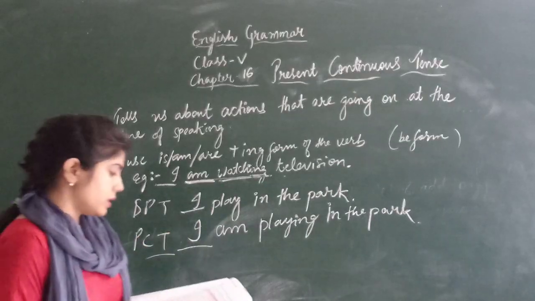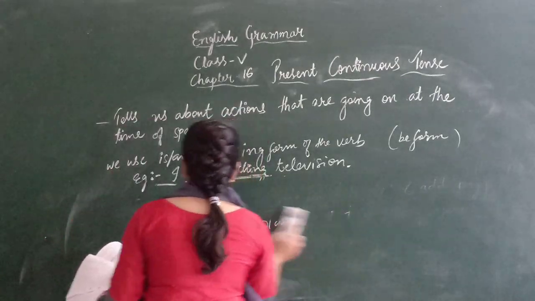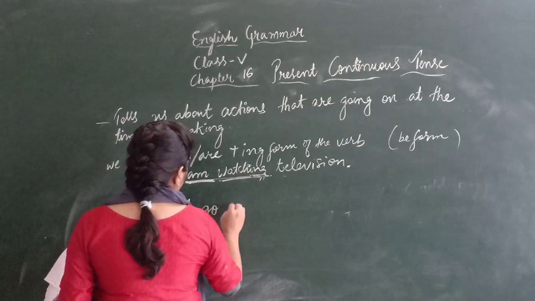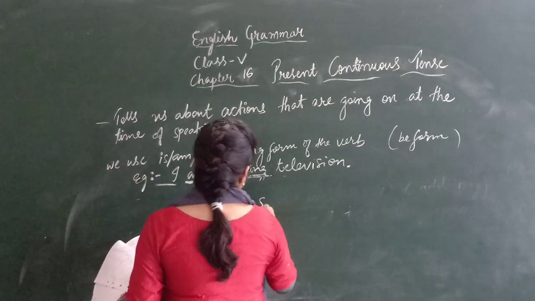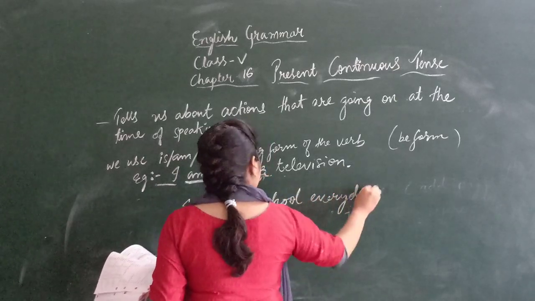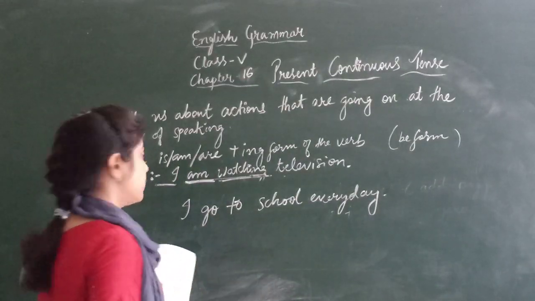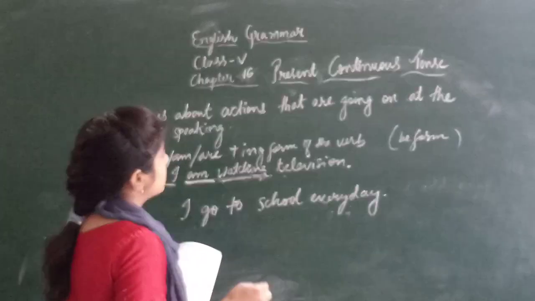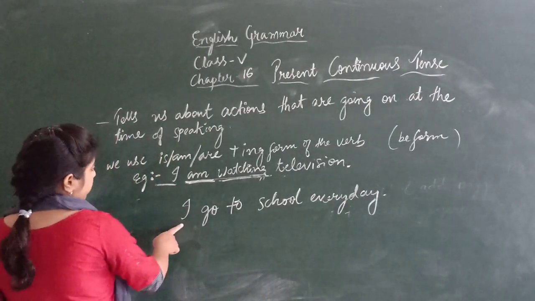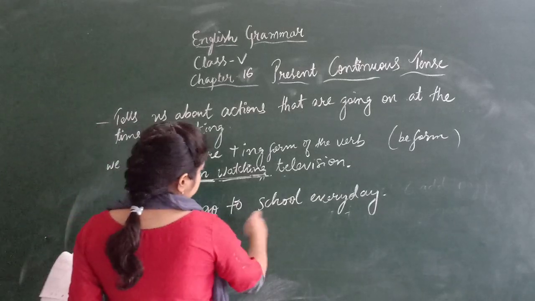Okay? So in this way, I am going to write here one more example of it. I go to school every day. This is in simple present tense. How we will convert this in present continuous tense? So, I, this is the subject, plus is a mark, to be a is a ing form of the verb.